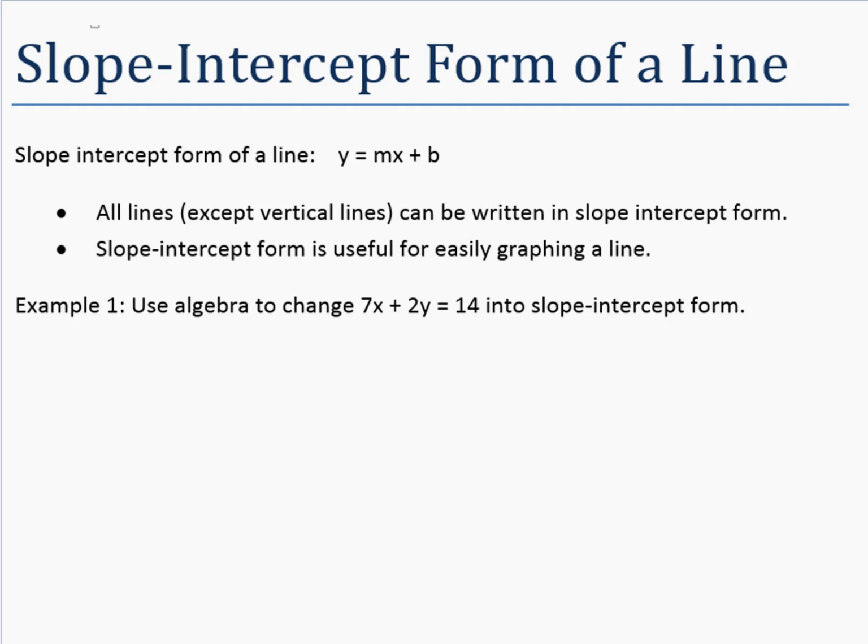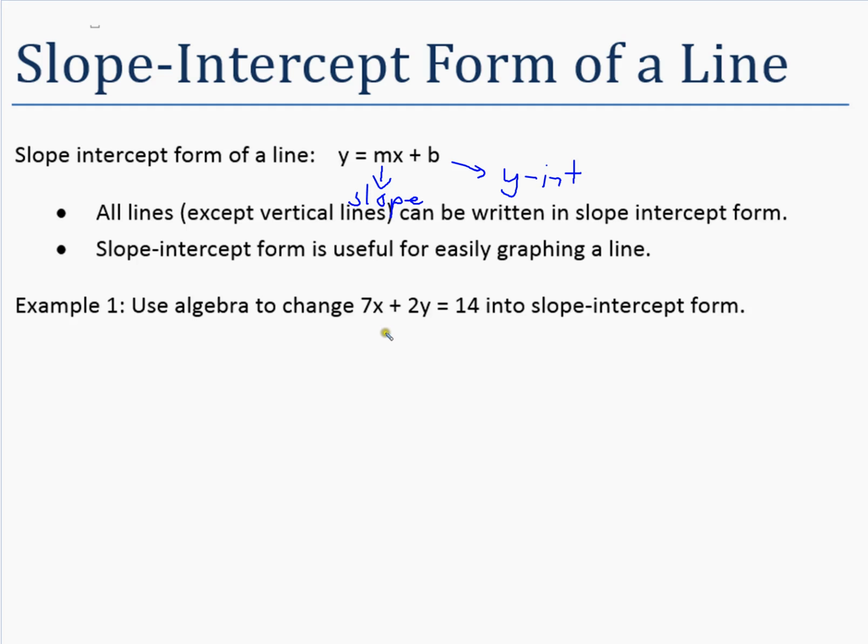In slope-intercept form, it's called slope-intercept because m, as we learned before, represents the slope, and b represents the y-intercept, not the x-intercept, but the y-intercept. So that's very, very crucial. M is the slope of the line, and b is the y-intercept, and the y-intercept is where the graph crosses the y-axis. All lines except vertical lines can be written in this form, and it's useful because it's very easy to graph from this form.